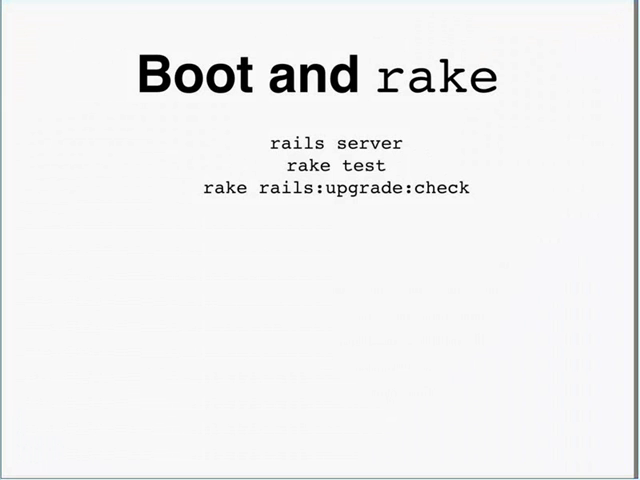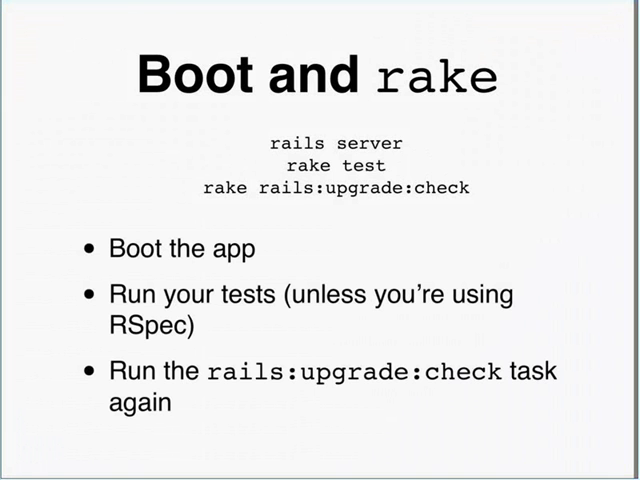And then run the check again, because that will tell you, okay, you've gotten your routes upgraded, you've gotten all your configuration upgraded. Now you need to do this, this, and this to get your app cleaned up. Run your tests, unless you're using RSpec, and then run the task again.